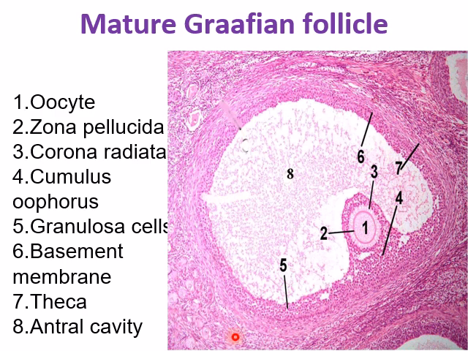Again, dear students, look please. 1. The oocyte, primary oocyte. 2. Zona pellucida. 3. Corona radiata. 4. Cumulus oophorus. 5. Granulosa cells resting on a basement membrane. Then we have theca interna and theca externa. Number 8 is the antrum.